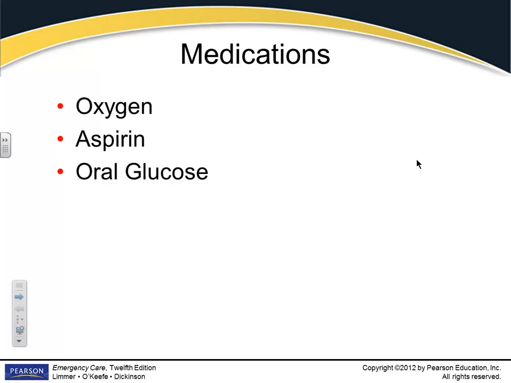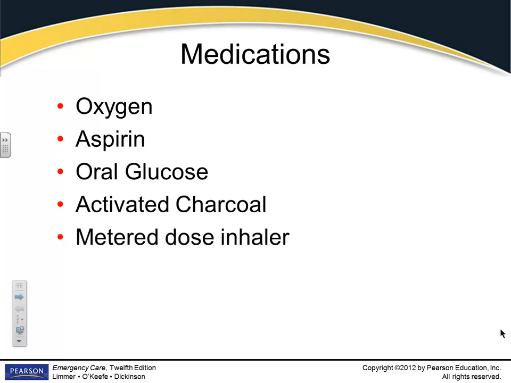Oral glucose, what do we give that for? Low blood sugar. Yeah, diabetic patients, low blood sugar. Activated charcoal. Who gets that? Overdose or poisoning? Yeah, poisons and overdoses, or people that you really don't like, give them activated charcoal. Metered dose inhaler. That's going to be a medication that your patient will have, that you will assist them with.